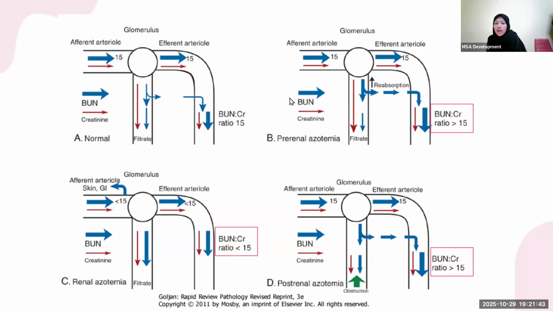What happens if you have damage to the kidney? The damage to the kidney can be classified into three things. It can be before the kidney, so we call it pre-renal azotemia.